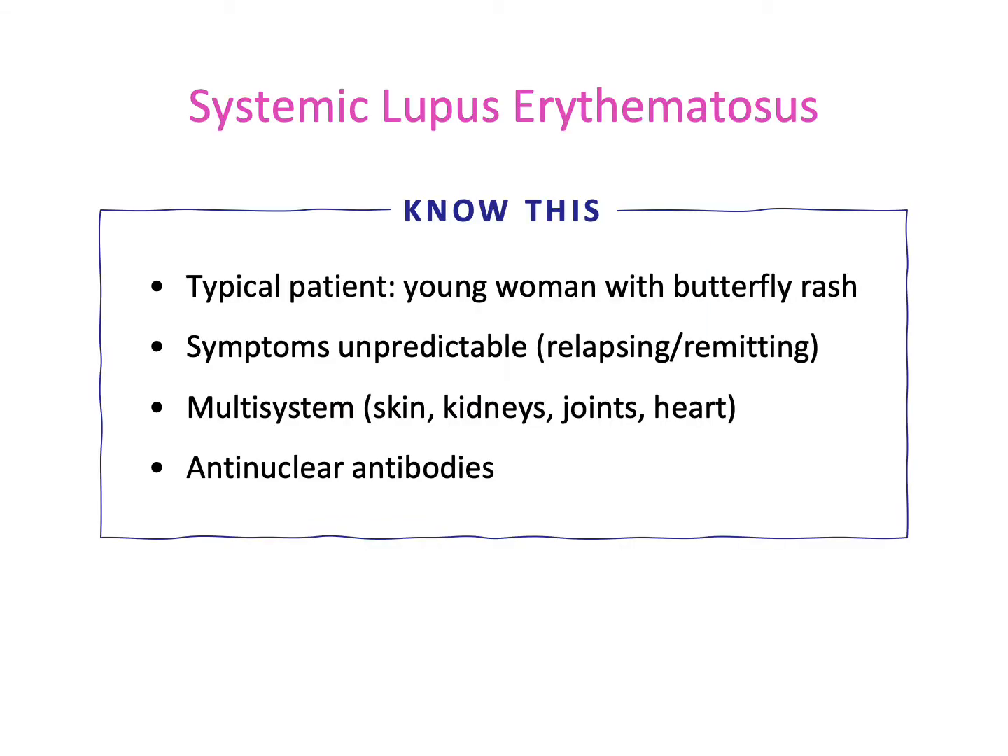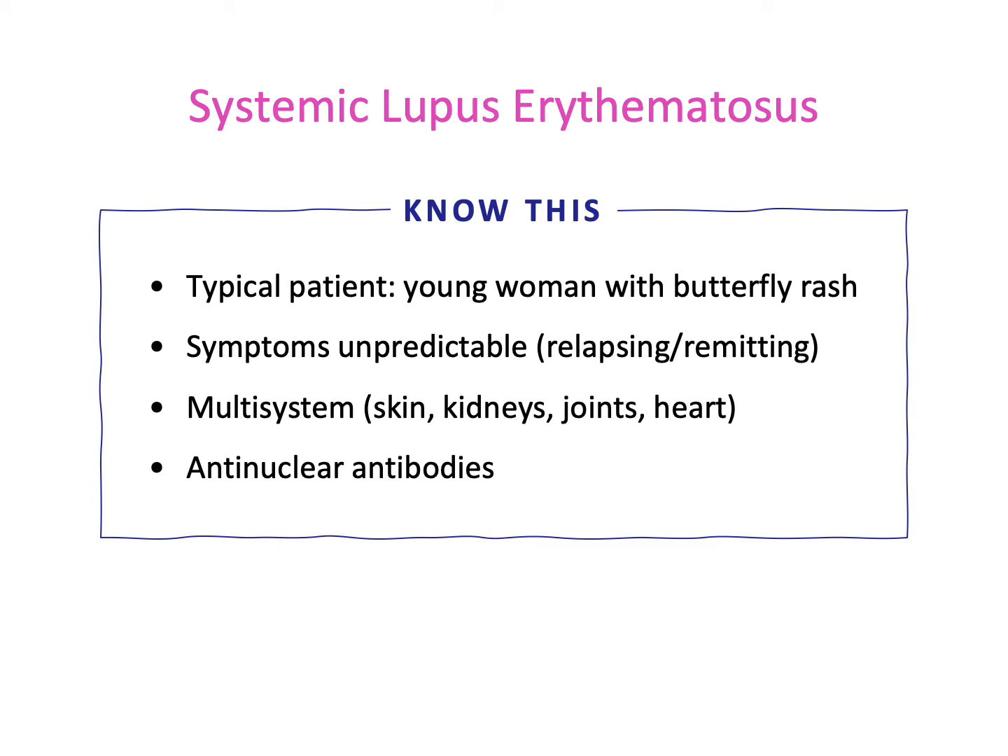We covered 4 autoimmune diseases in this lecture. The first one is lupus. And for this one, if you want to remember a typical patient, you should think about a young woman with a butterfly rash. However, there are many signs and symptoms that are possible in lupus.